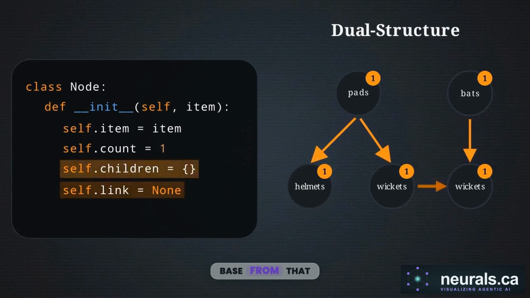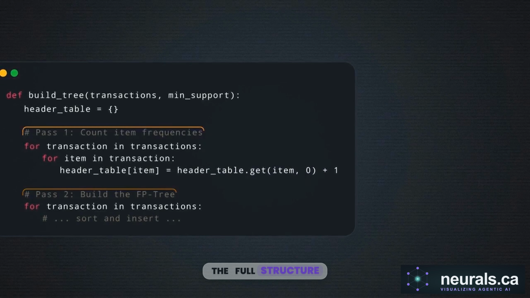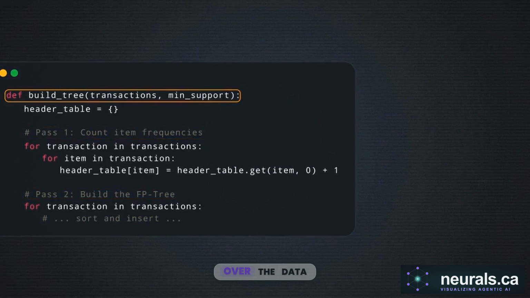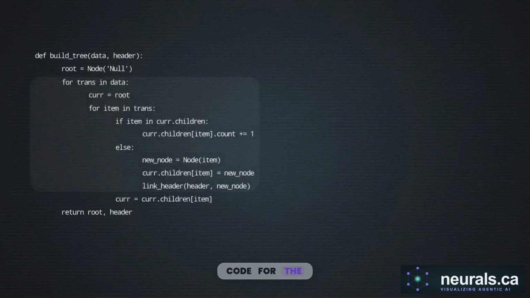By combining a vertical tree with a horizontal linked list, we've created a dual structure. This exact architecture is the absolute prerequisite for making the algorithm run efficiently. Moving beyond the single node, we need to assemble the full structure. The entire tree building process takes exactly 2 passes over the data. We begin with the build tree function and the first loop. We return to the code for the second pass.